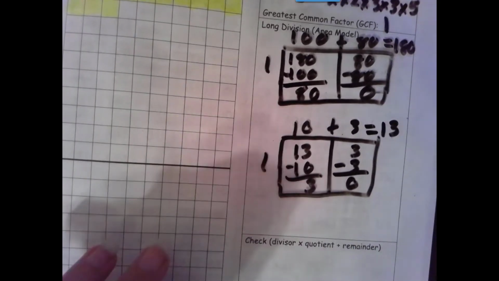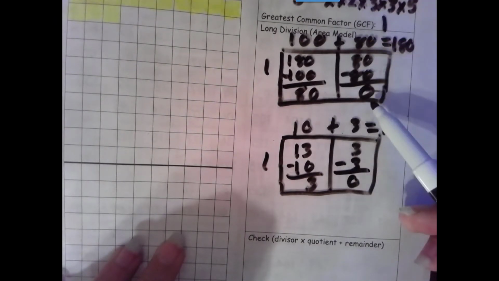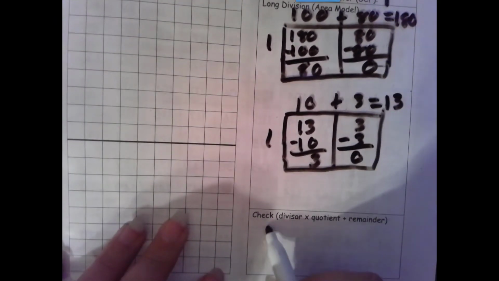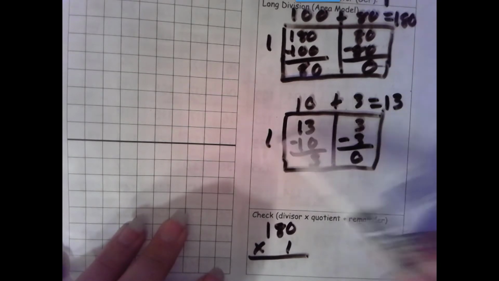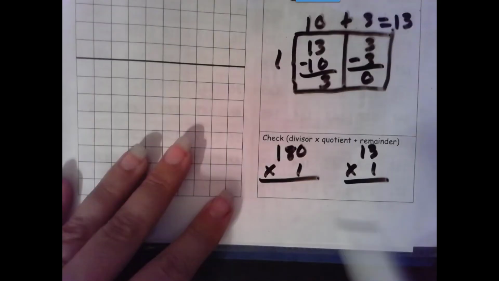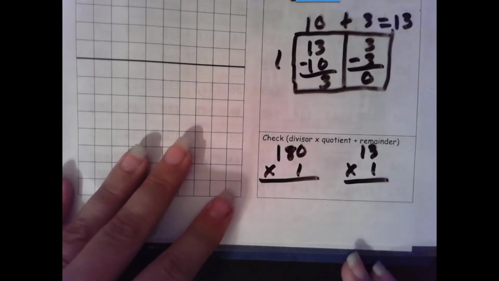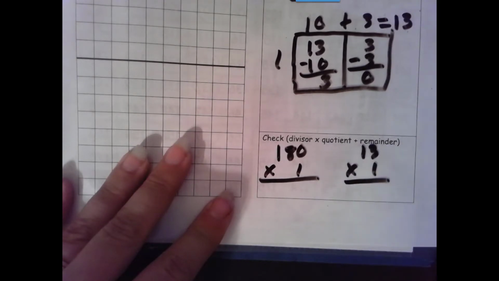Now I need to check them. My divisor times my quotient plus my remainder. Since my remainder is 0, and the identity property of addition says it's going to stay the same, I don't need to add the 0. Same with this one. Divisor times quotient plus remainder. And then what I have here is the identity property of multiplication. It says when you multiply by 1, it stays the same.